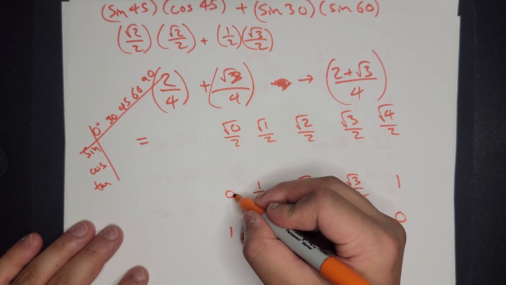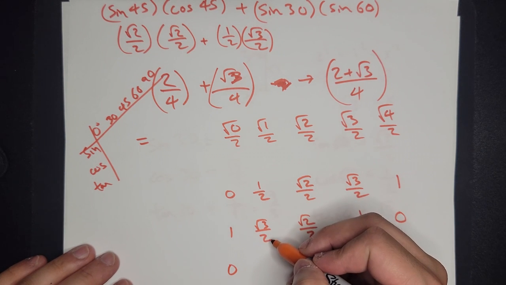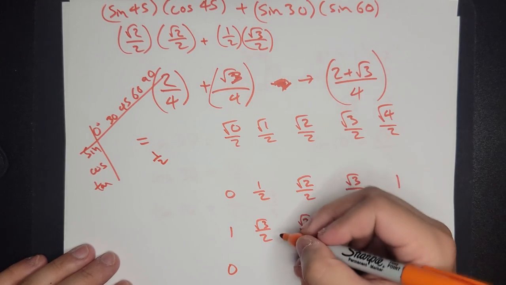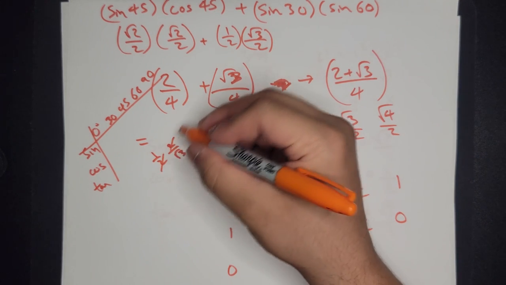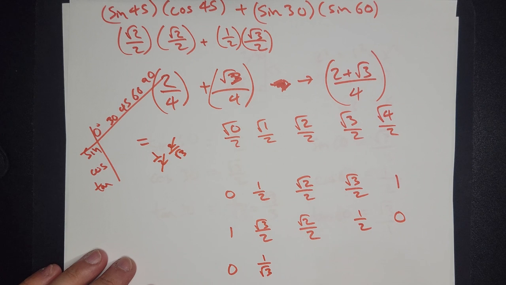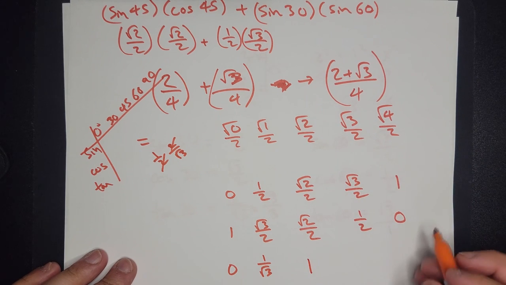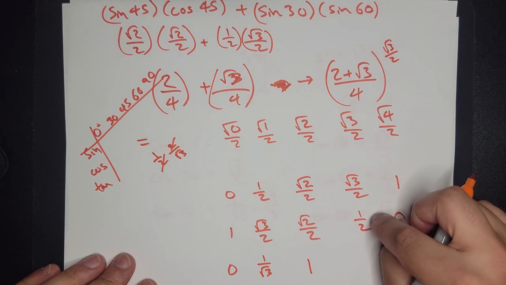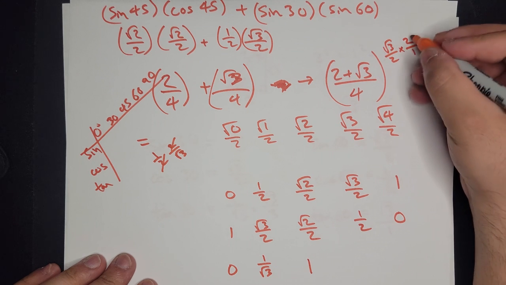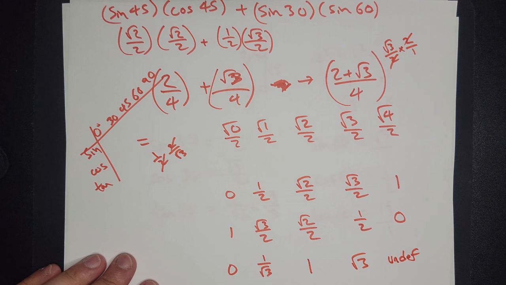Now I'm going to take this value and divide it by that value. 0 over 1 is 0. 1 over 2 divided by root 3 over 2, which is flipping and multiplying, so 2 over root 3. These cancel, so I'm left with 1 over root 3. Then root 2 over 2 divided by root 2 over 2. These two values are the same, so that's just going to be 1. Then root 3 over 2 divided by half, so multiplied by 2. These cancel, I'm left with root 3. 1 over 0 is undefined because you can't divide by 0.